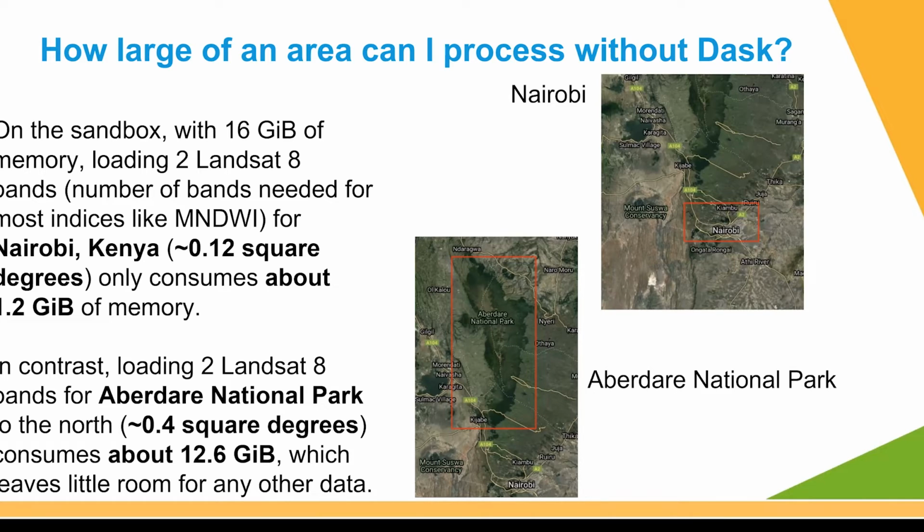And that's a bit of a complexity with how the data is stored, but just know that the area is more important than the time. So larger and larger areas will consume significantly more memory than depth of time. So in this case, if we loaded all the data for 2015 through 17 specifically, this is 3 years of data for Aberdare National Park, 12.6 gigabytes, and that leaves a little room for any other data. And it's quite easy to fill up what's left there. I mean, you only have 3.4 gigabytes left, and that's for everything else.